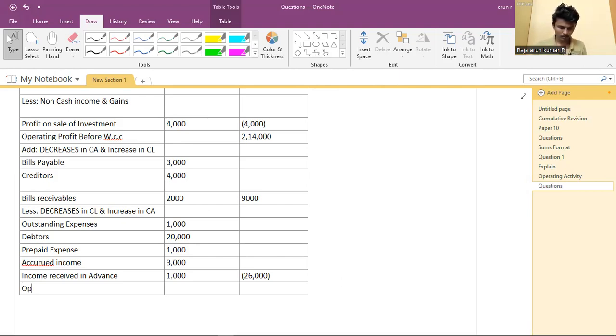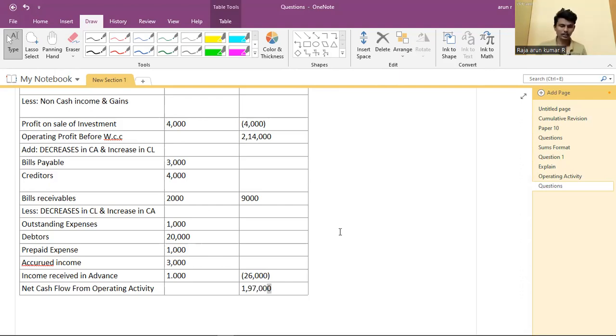It will come as net cash flow from operating activity. This is the answer. Net cash flow from operating activity: 2,14,000 plus 9,000 minus 26,000, which is 1,97,000.